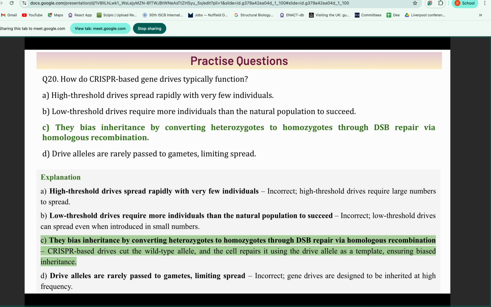Okay, so the right answer is option C, because we know that in comparison to the normal process of inheritance, gene drives very quickly spread. So they bias the inheritance, and how they do it, they convert the heterozygotes into the homozygotes. So that is the main reason behind this. CRISPR-based drives cut the wild type allele and the cell repairs it using the drive allele as a template, so ensuring the biased inheritance.